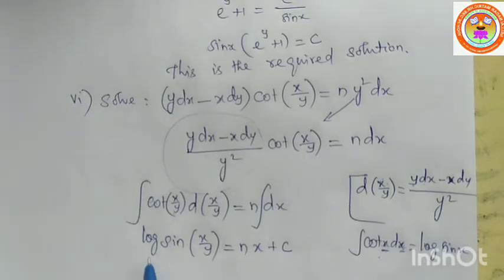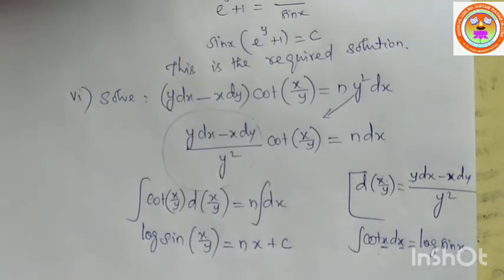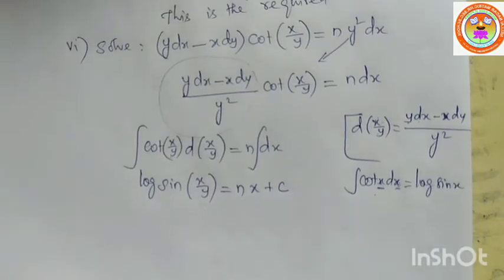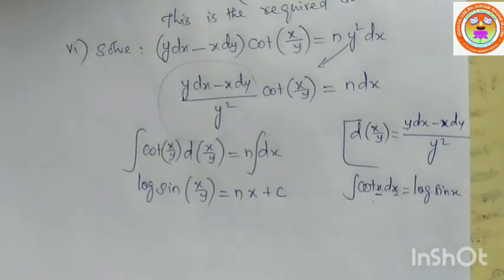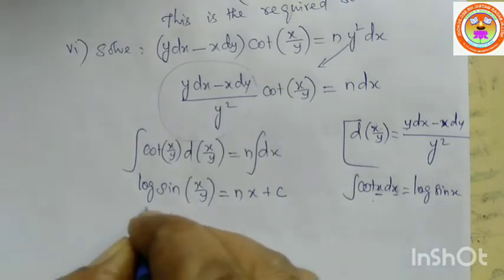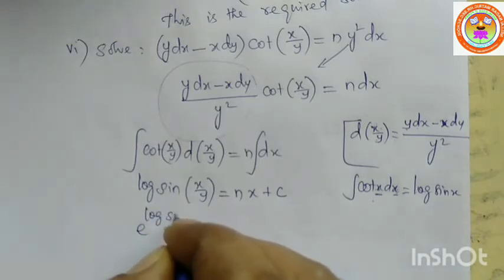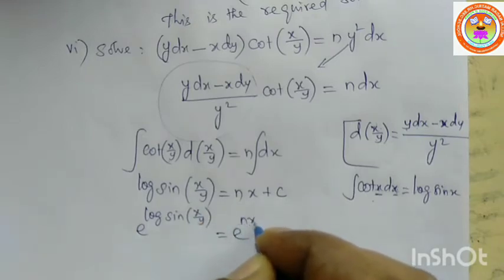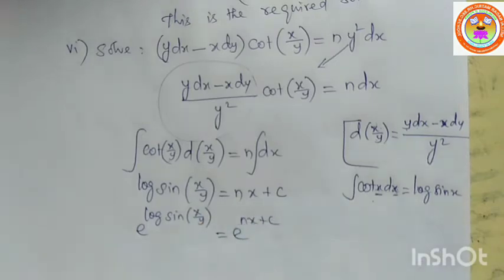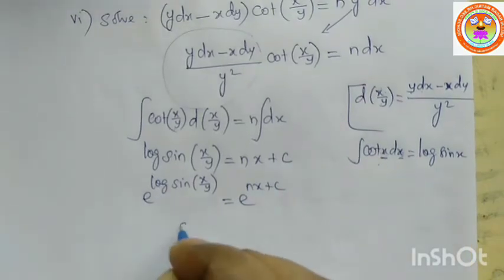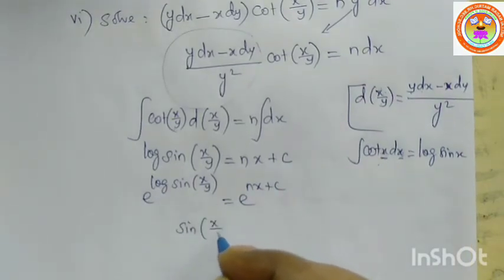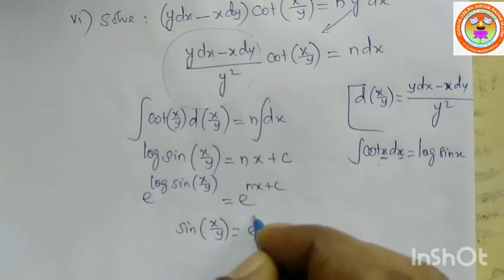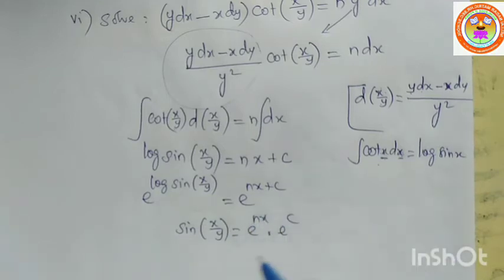Now we are going to remove this logarithm. How can you remove a logarithm? By taking exponentiation on both sides. So e power log of sin of x by y is equal to e power nx plus c. The e and log get cancelled, so sin of x by y is equal to e power nx into e power c.